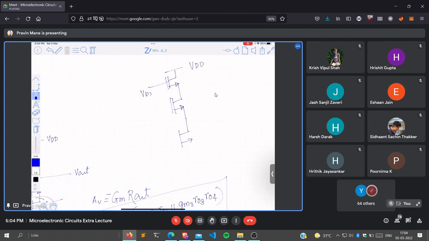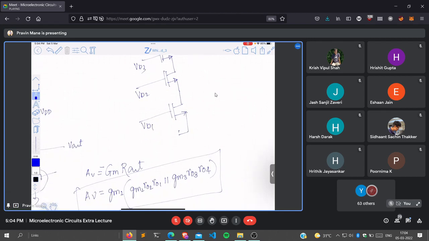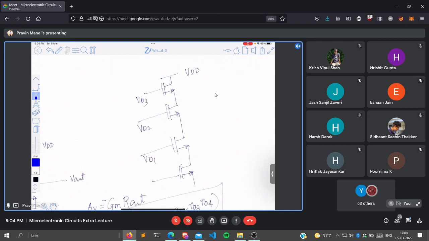This is VB3, VB1, VB2, and then VB1. Suppose this case. Now this is interesting. Okay, I will ask you what will be the gain, meaning what will be R out in this case? What is the impedance looking from this terminal? 1 by GM parallel RO. Agree? This is M1, this is M2, M3 and M4. Agree or not?